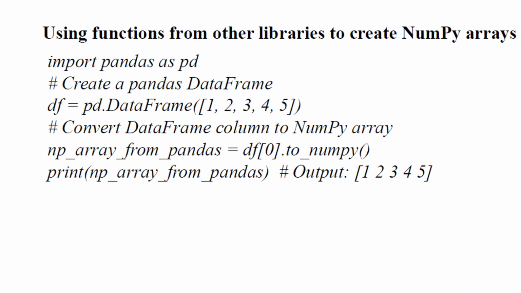We can also use functions from other libraries to create NumPy arrays. Here we are importing pandas as pd, and then we can use df is equal to pd.DataFrame, and you can give a list of values, and this DataFrame column can be converted to a NumPy array. And if we print this variable np_array_from_pandas, you'll get the output as 1, 2, 3, 4, and 5.